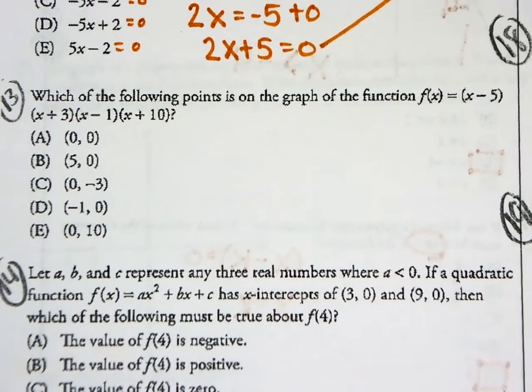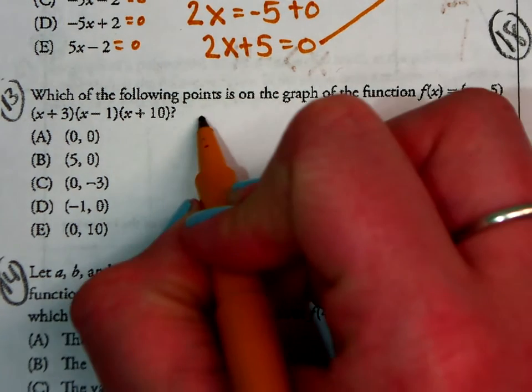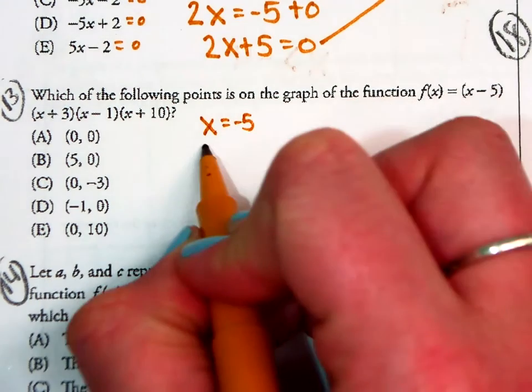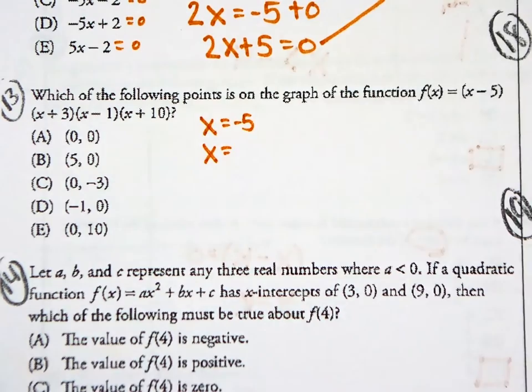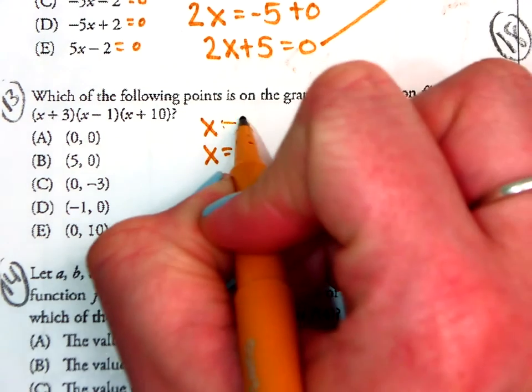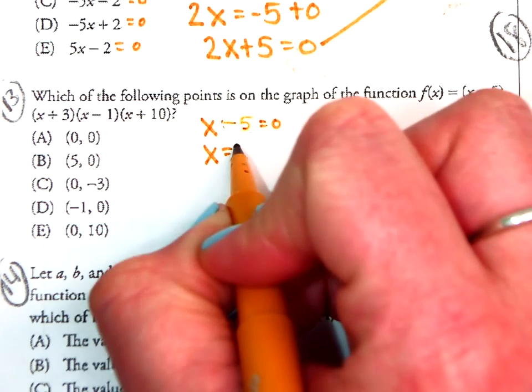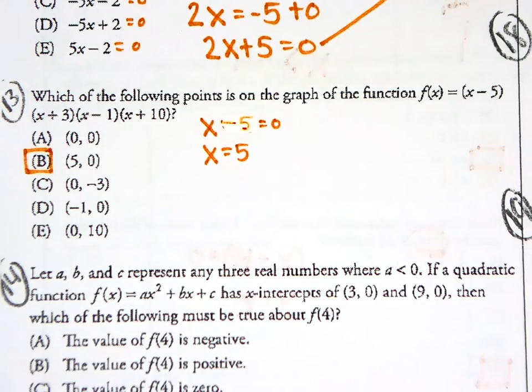All right, which of the following points is on the graph of the function? What I would do is solve each piece. I wrote that completely wrong. This should read x minus 5 equals 0, so x equals positive 5. So that is answer choice B.